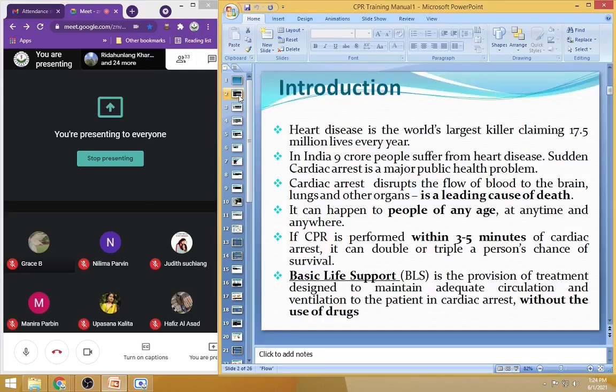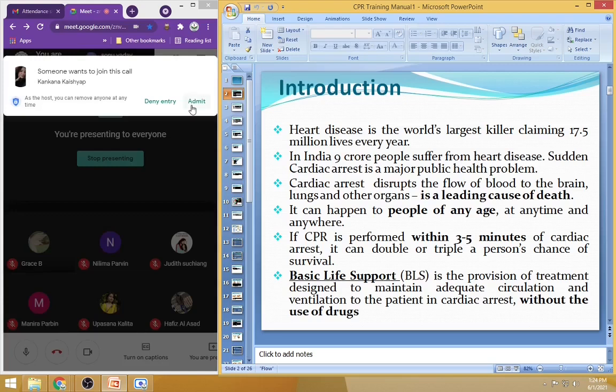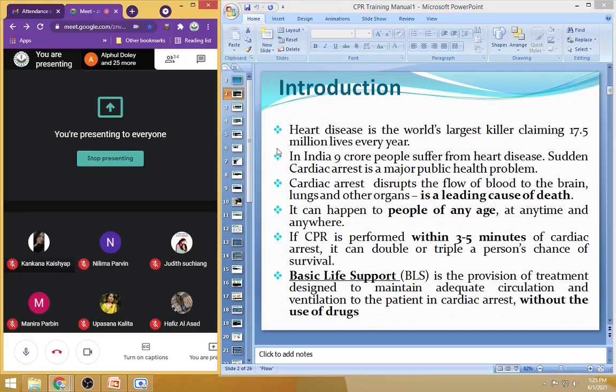Now, we know that heart disease is the world's largest killer, claiming 17.5 million lives every day. And in India, 9 crore people suffer from heart disease, according to the statistics. Sudden cardiac arrest is a major public health problem. Cardiac arrest disturbs the flow of blood to the brain, lungs, and the organs, and is a leading cause of death. It can happen to people of any age, at any time, and anywhere.